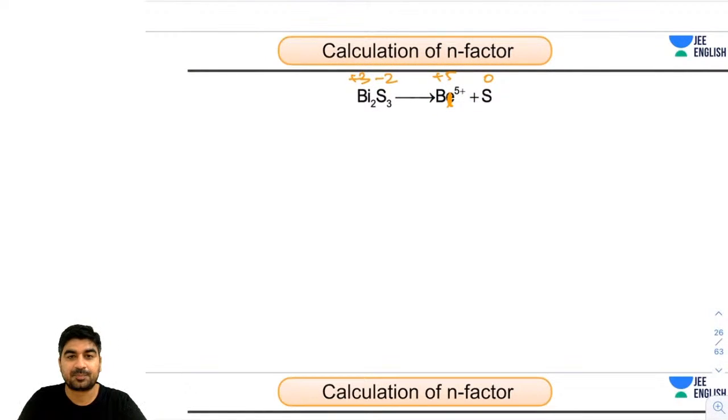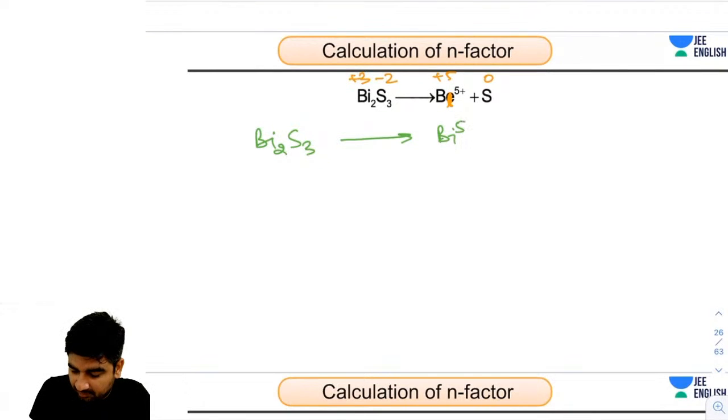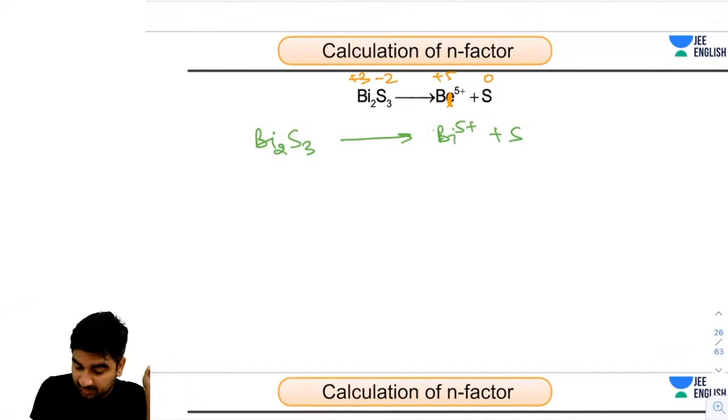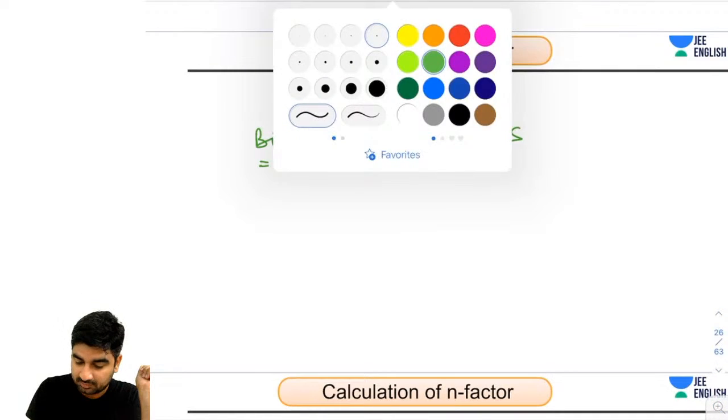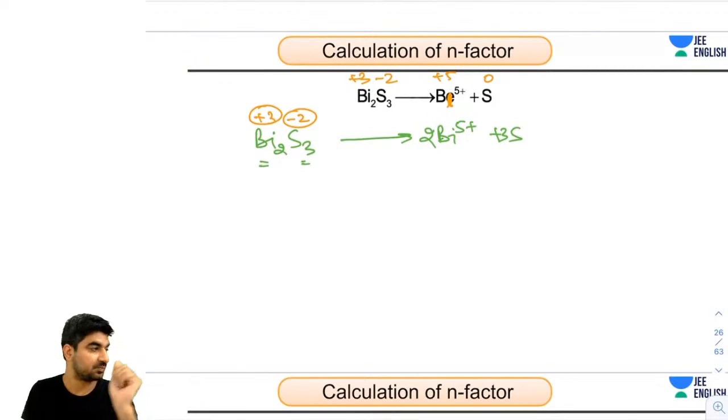So how will you solve it? We have Bi2S3, it is giving you Bi5+ and sulfur. So just balance the Bi, and there are 3 sulfur. Now this is +3, this is -2, right? If this is +3 and this is -2, it is going from +3 to +5.